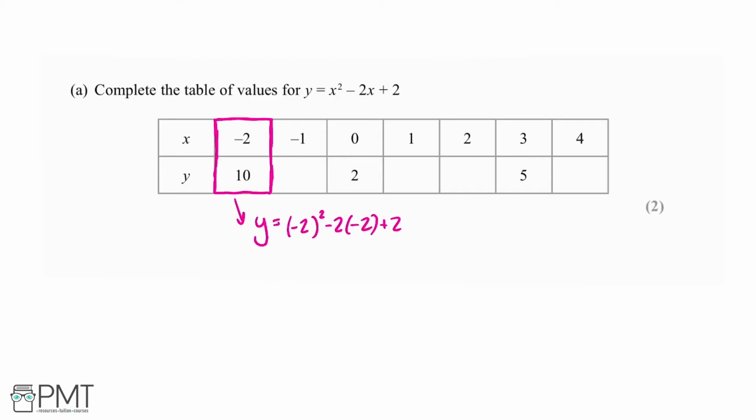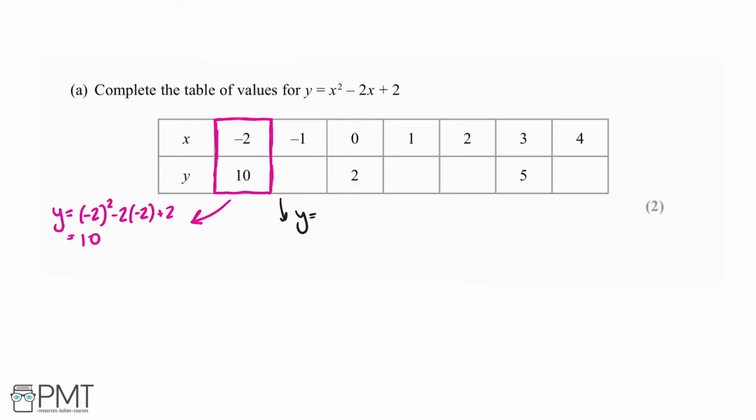We sub in x as minus 2, and if we work that out, we get the value of y to equal 10. So 10's put in the table here. So we have to do that for our missing spaces in the table. So here we're going to get y equals minus 1 squared minus 2 times minus 1 plus 2, giving us 5.